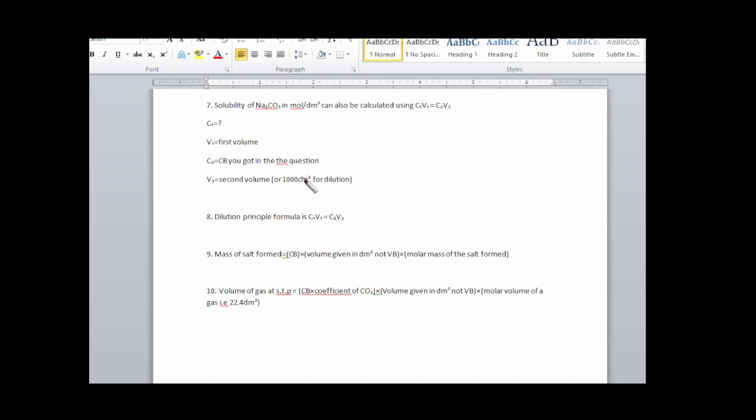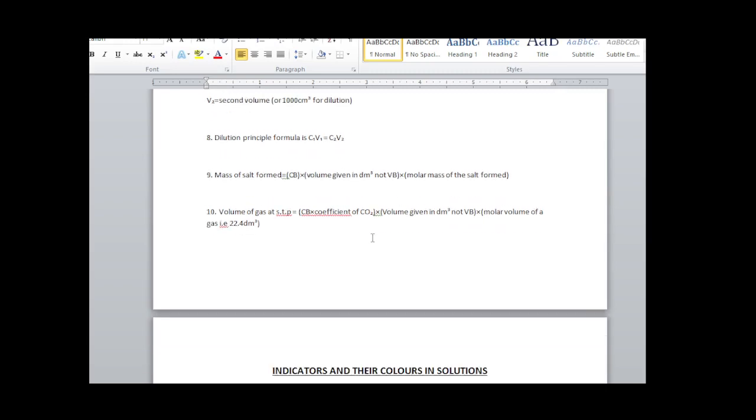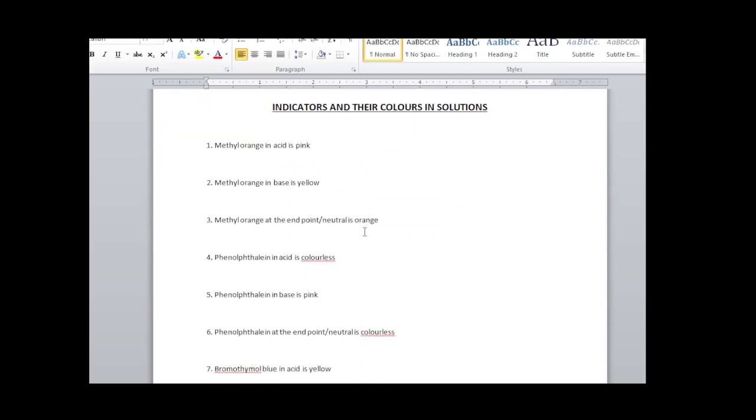There are some of the likely formulas that will be used in solving some questions that you probably can come across. So I urge all of us to try as much as possible to be attentive and pay attention to what we'll be talking about. Now here I have indicators.